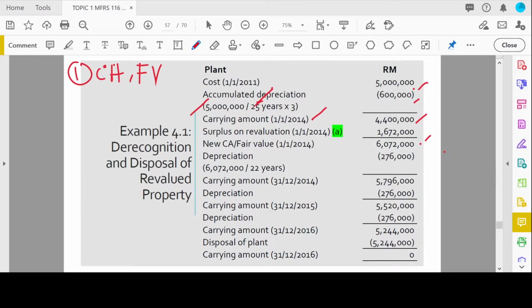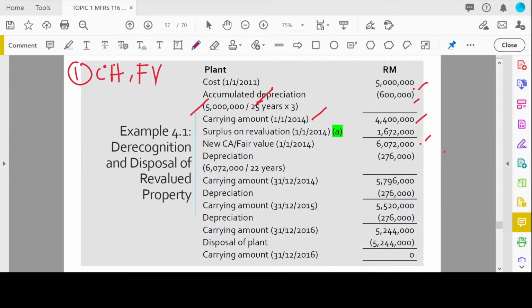Then we compare with the fair value, from 4.4 million to 6.072 million. Do we have surplus or deficit? There is an increase from 4.4 to 6.072. This increase is called surplus on revaluation, 1.672 million. So you have answered question A. You are required to find any surplus or deficit on revaluation. The surplus on revaluation is 1.672 million.